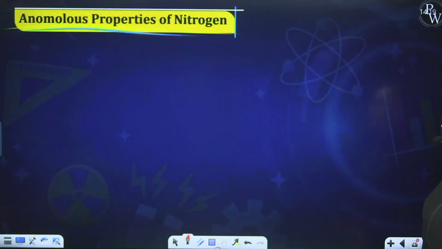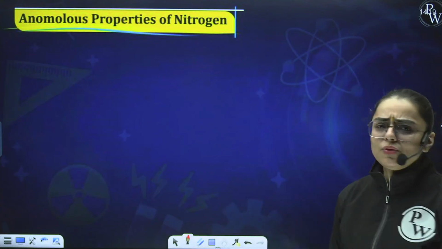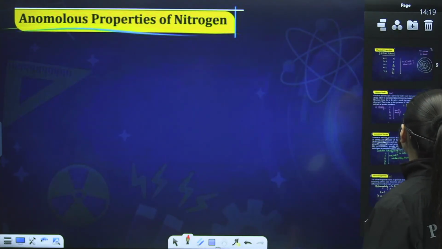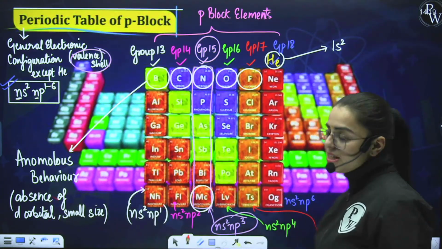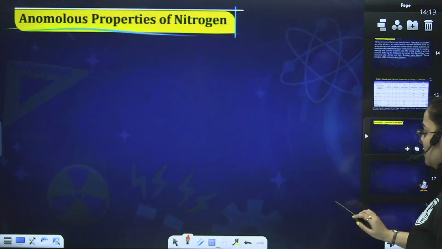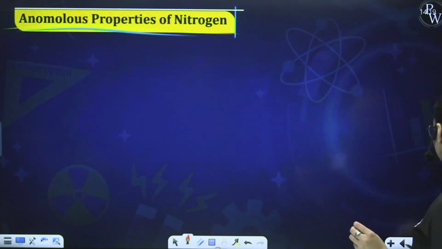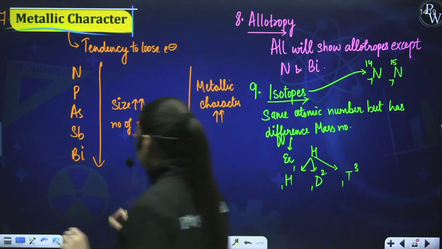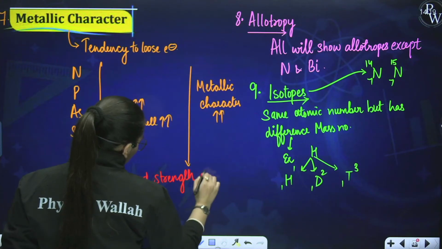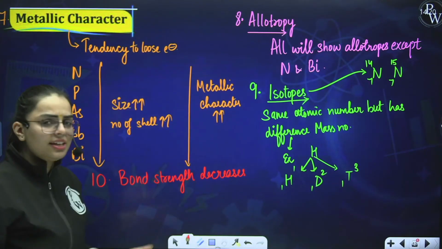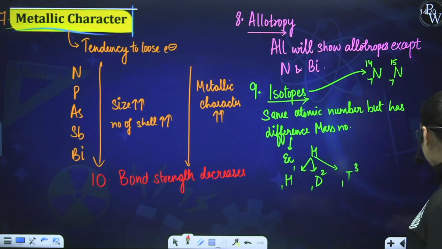Clear? Now students, comes the anomalous properties of nitrogen. I am talking about the anomalous properties of nitrogen. I told you initially that the initial elements will have anomalous behavior due to absence of d orbitals and small size. We shall be studying this now, why nitrogen exhibits anomalous behavior in the nitrogen family. But before that, one more physical property is still left, that is bond strength. Bond strength decreases down the group. Why does it decrease down the group? Because the number of shells increases, so you will be providing very little energy and the bond will break down. So bond strength decreases down the group. Is it clear to you? This is the one physical property that was left over.